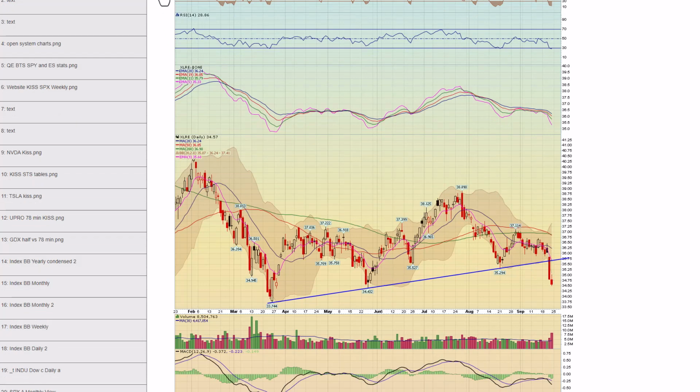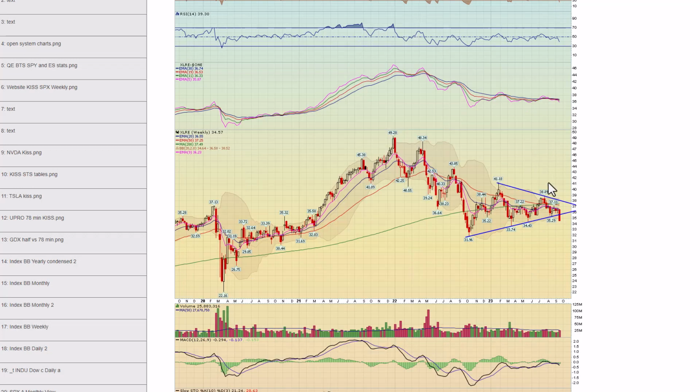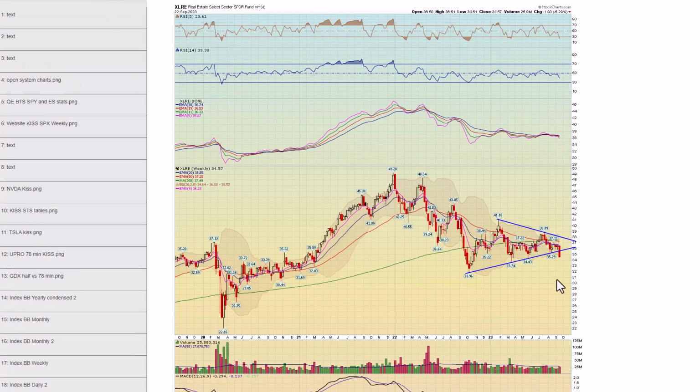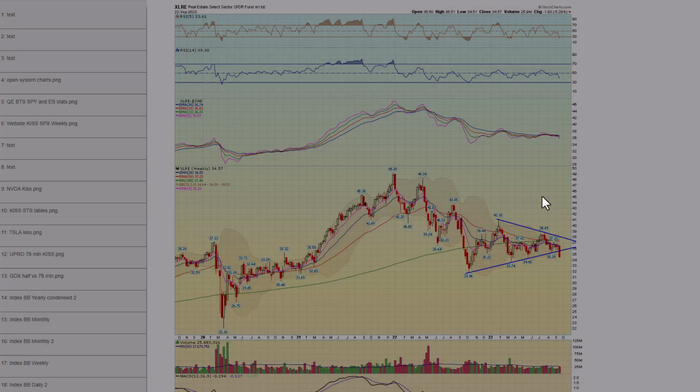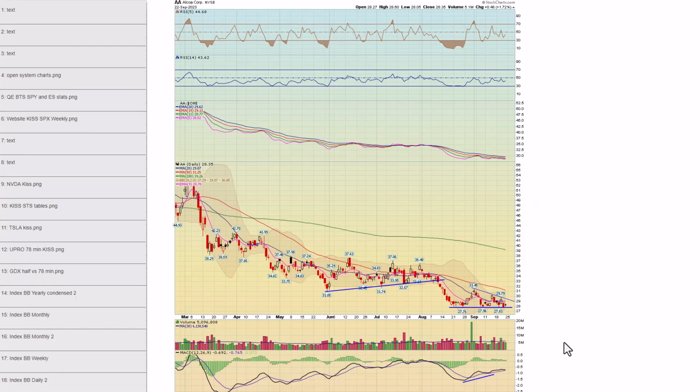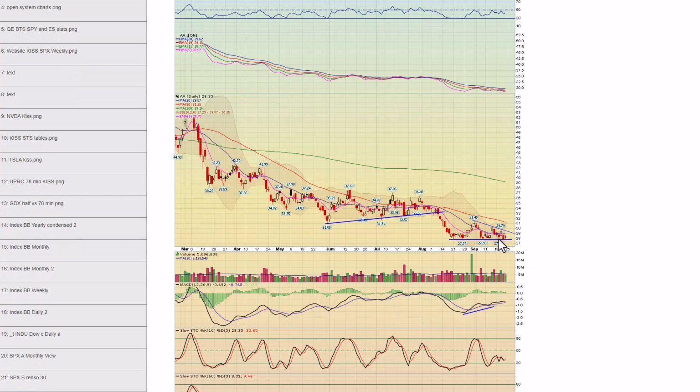The weekly really puts it into perspective. Look at that weekly trend line break. This could go down quite a bit more. Alcoa, had a bounce off support here, but if it loses this area, it could be a short.